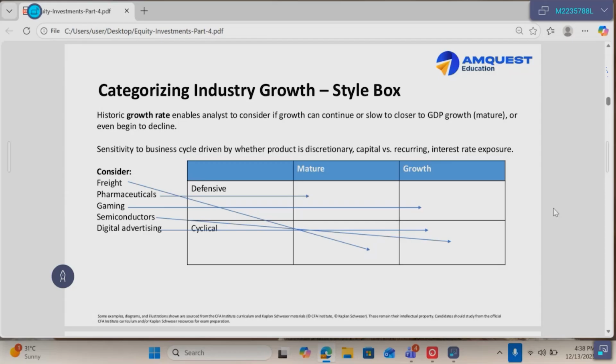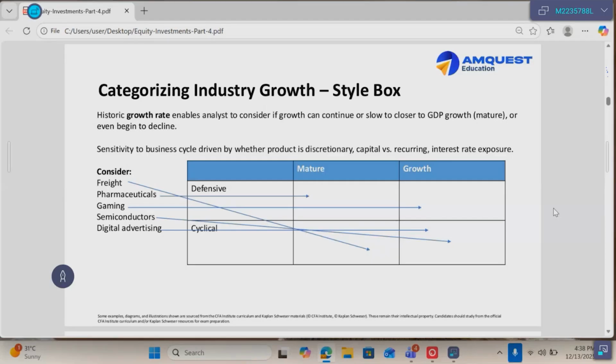Gaming is relatively growing and it is again defensive, because it depends on the population distribution. If we have a lot of young people, then they will obviously be interested in gaming. Then we have semiconductor, we have digital advertising. So we are classifying different sectors and industries as defensive mature, defensive growth, cyclical mature and cyclical growth. Over here, we are testing the sensitivity to the business cycle, driven by whether the product is discretionary, capital versus recurring, and the interest rate exposure. And then we also check whether it has a high growth rate or a low growth rate.